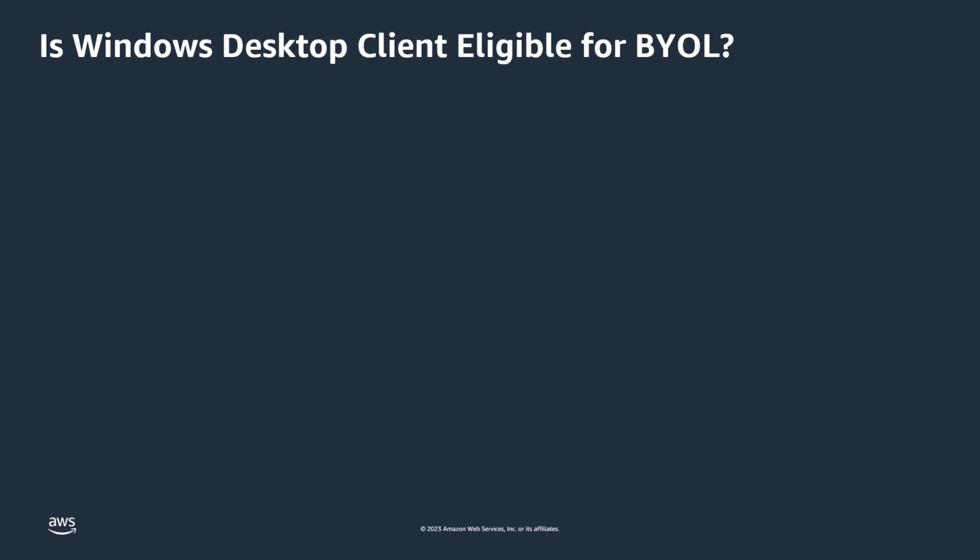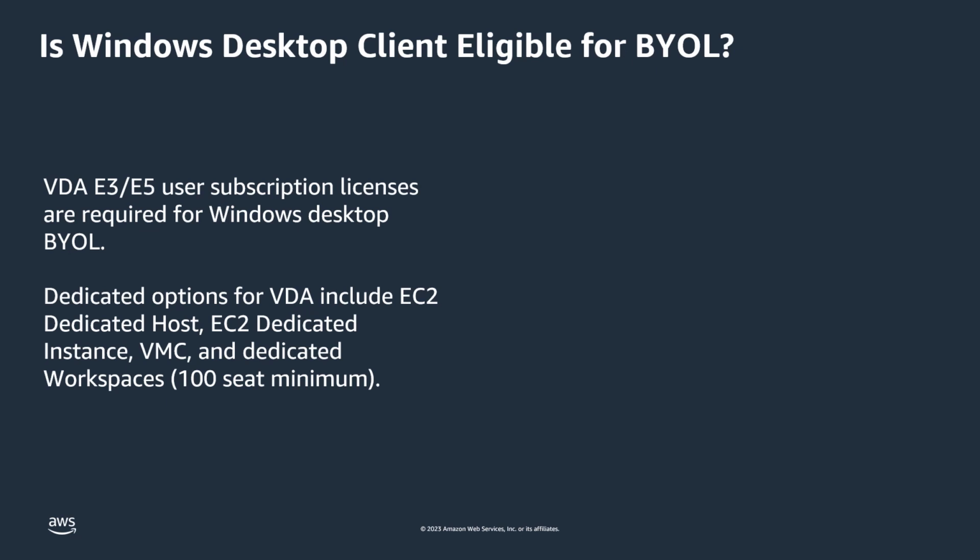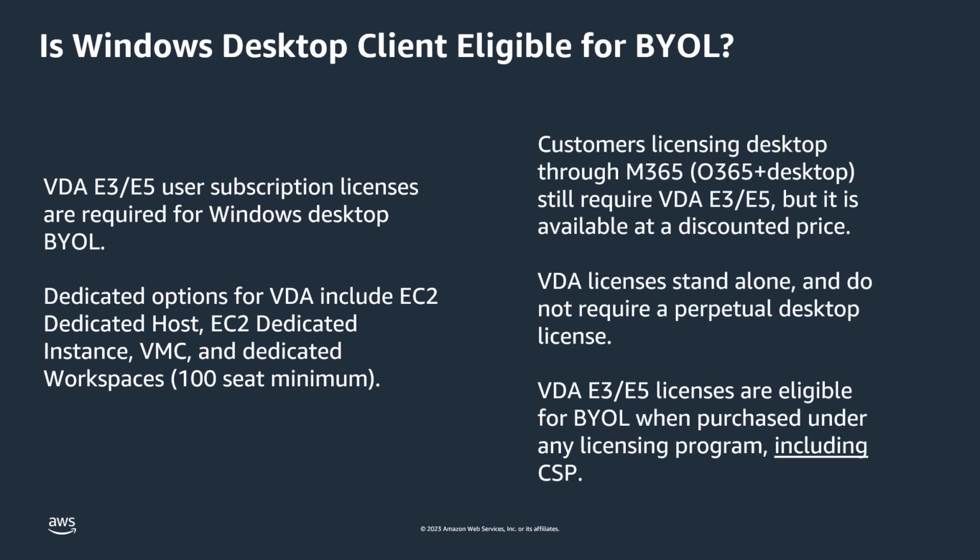So a very common question is whether Windows Desktop Client is eligible for BYOL. The answer is yes. Customers do require something called a VDA E3 or E5 user subscription, which they buy from Microsoft for Windows Desktop BYOL. Dedicated options on AWS include EC2 dedicated host, dedicated instance, VMC, and dedicated WorkSpaces, which have a 100-seat minimum. Customers who license Windows Desktop through M365 still do require VDA E3 and E5, but they do get a discounted price. It's about half the cost of a customer who did not have M365.